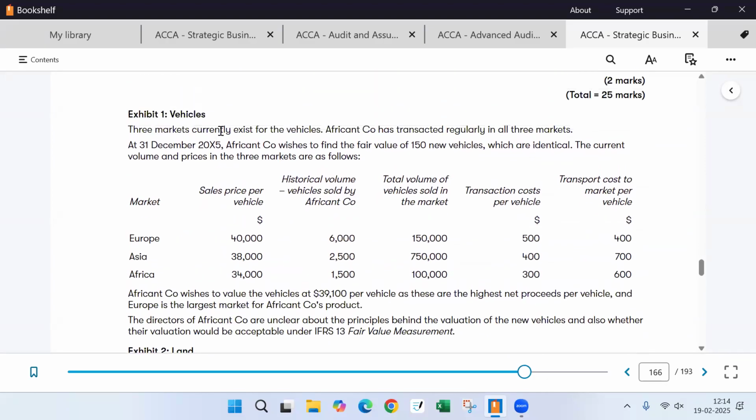Exhibit 1. This market currently exists for the vehicles. African has transacted regularly in all three markets. At 31st December X5, African company wishes to find the fair value of 150 new vehicles, which are identical. The current volume and prices in these three markets are as follows. Europe, Asia, Africa: sale price, historical volume, total vehicles sold in the market, transaction cost per vehicle, transportation cost to the vehicle.